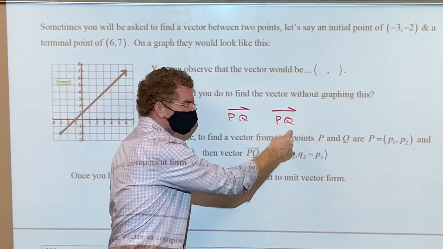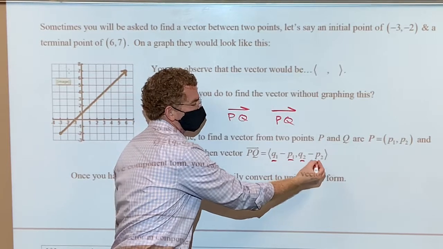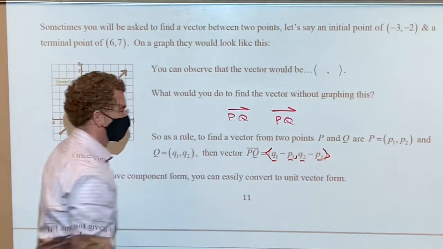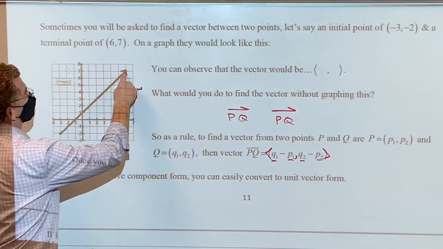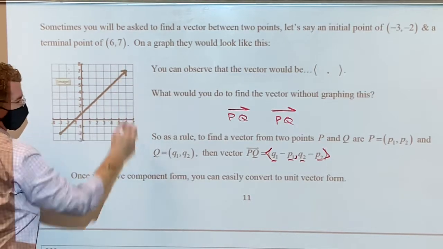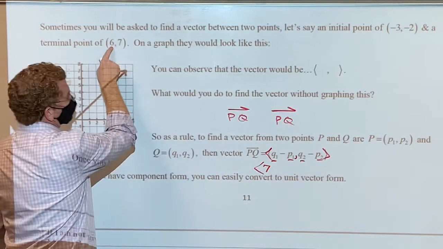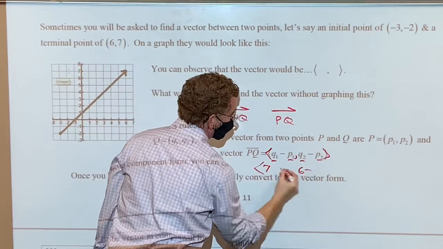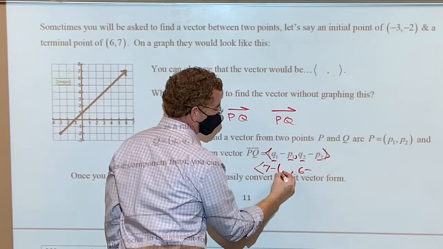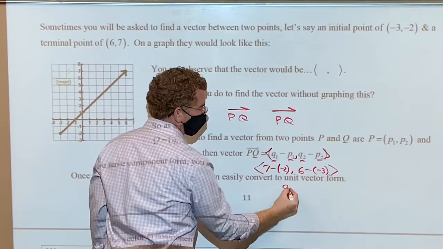Then Q is my terminal, I've got to make that first. P is my initial, I've got to make that second. Don't forget your brackets, don't forget your comma. So in this case, because I terminated at 6, 7, I'm going to go 7 and 6. Those are my terminal points. And then my initials, -3, -2. So 7 minus the -2, 6 minus the -3. And when I clean it up, I get 9, 9.